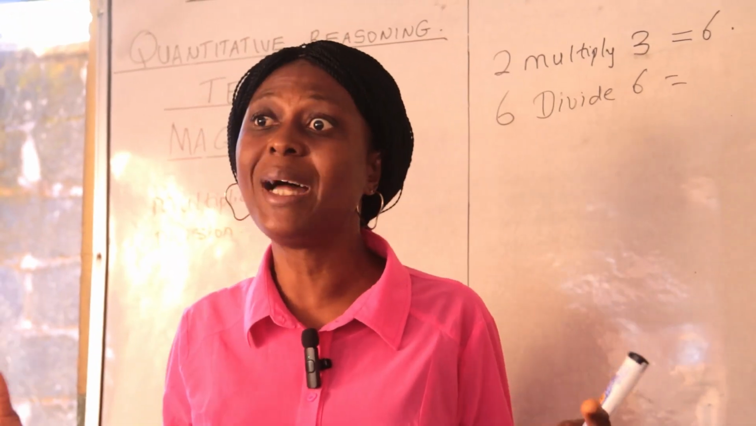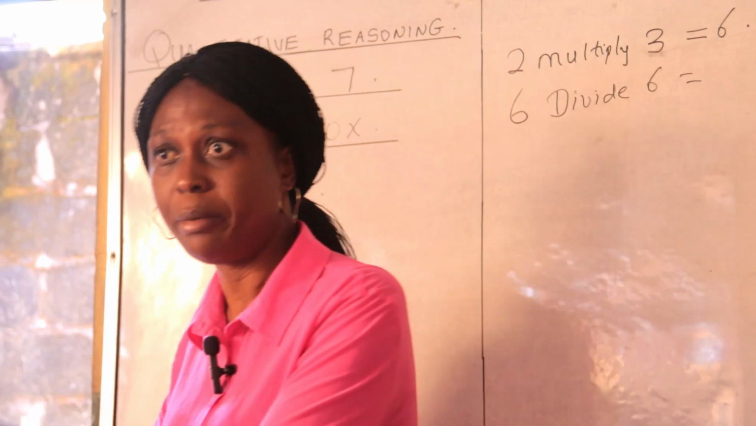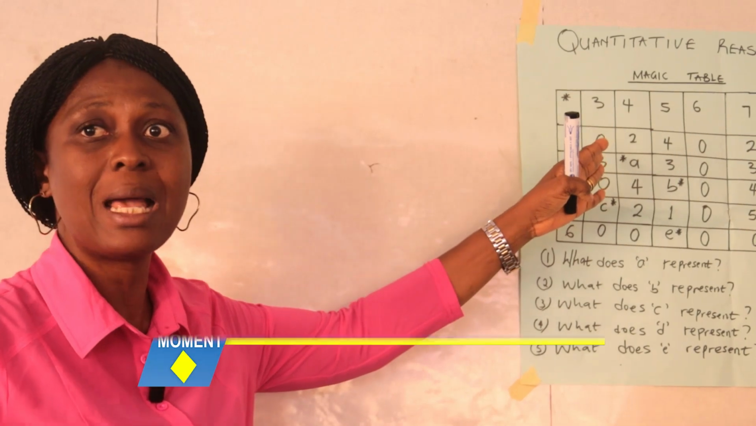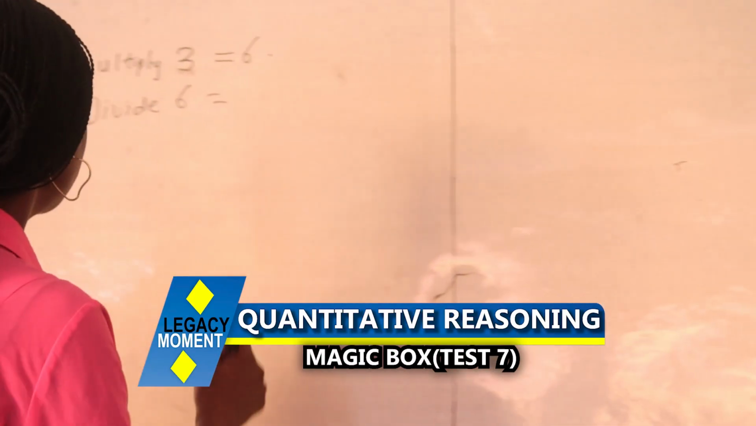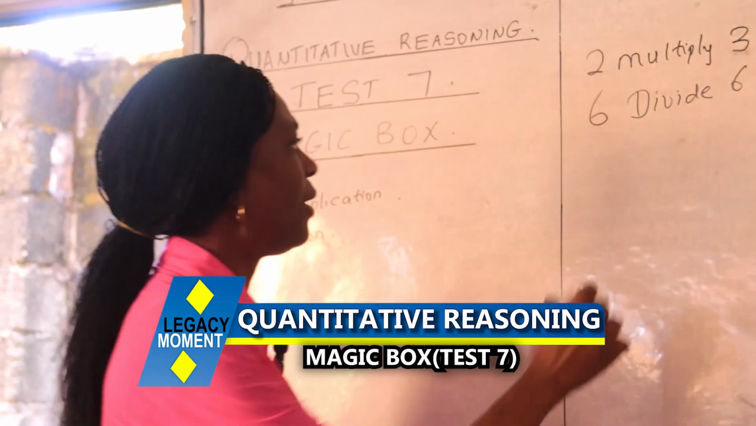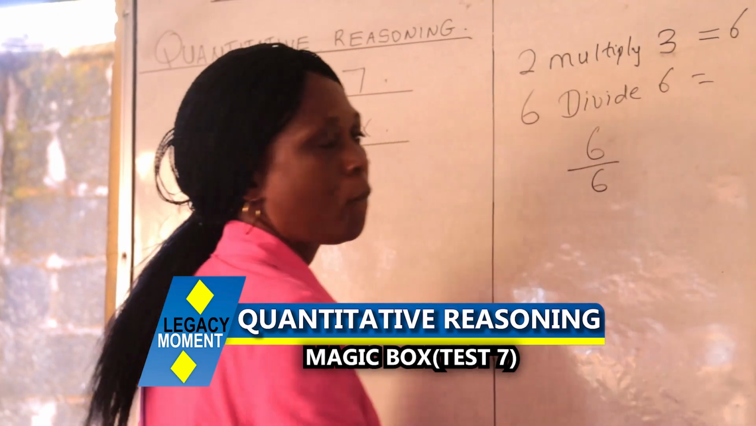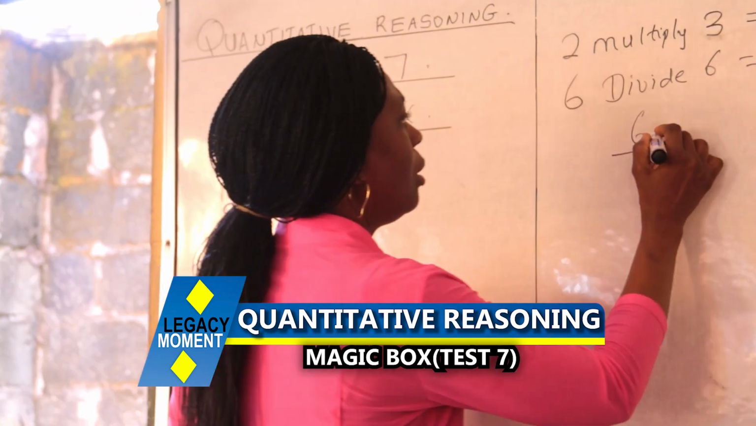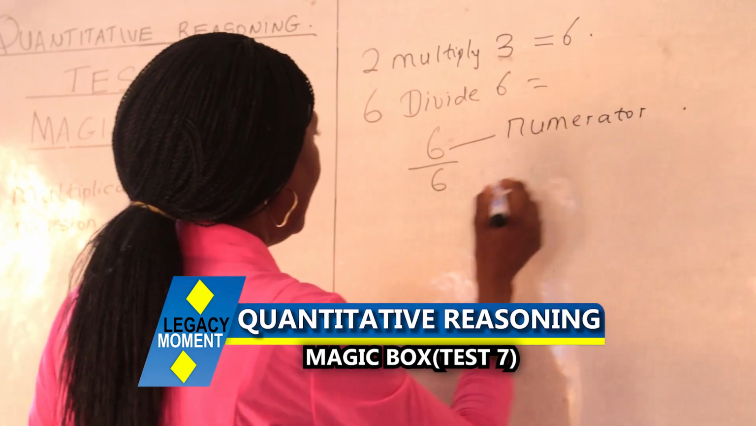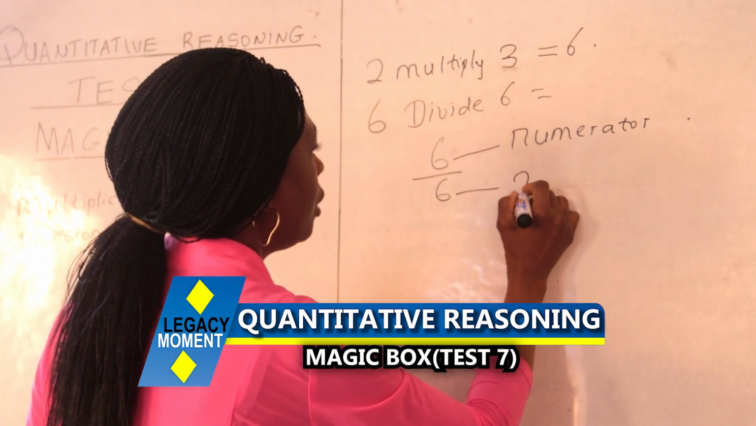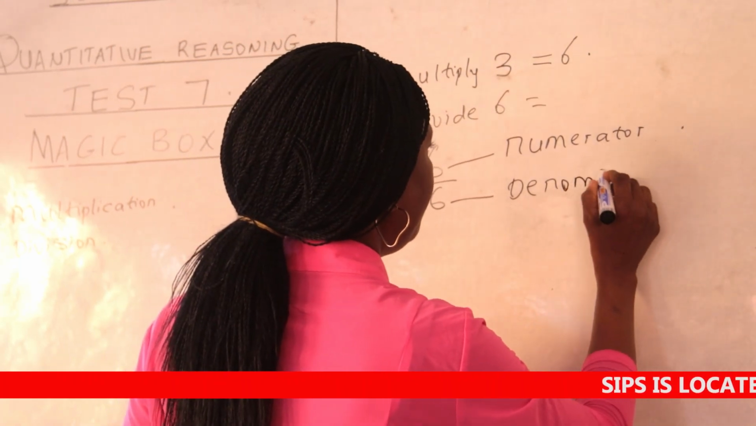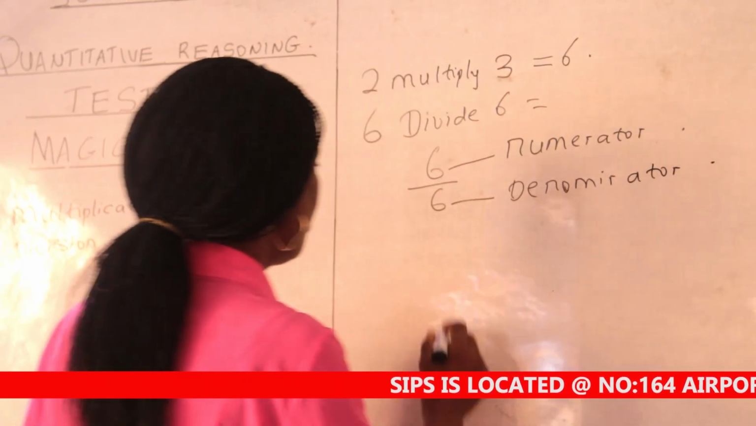In our previous class, we talked about division with remainder and without remainder. So in this magic table, the remainder is what they take as their what? Answer. So let's go on. 6 divided by 6. Now we take it as a fraction. How is fraction? This has to be as fraction. So now the top one is called the numerator, and the bottom number is called what? Denominator. So we now divide.